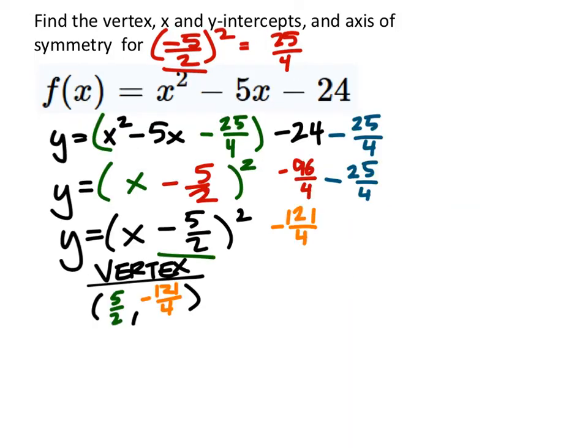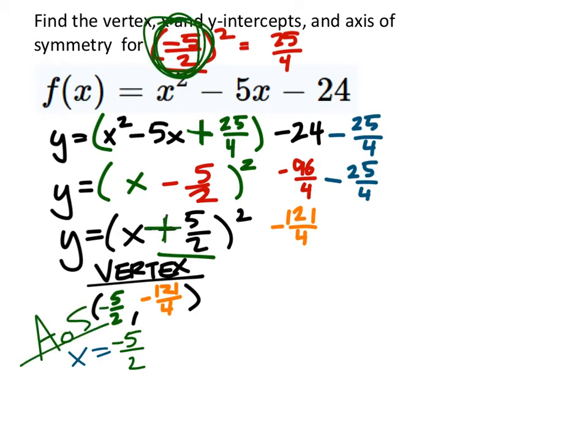We're going to find the x and y intercepts as well. The axis of symmetry is pretty nice, right? Because it's always just x equals the x value in the vertex, 5/2. That should have been negative 5/2, right? Yeah, I should have had a plus there. Negative 5/2.